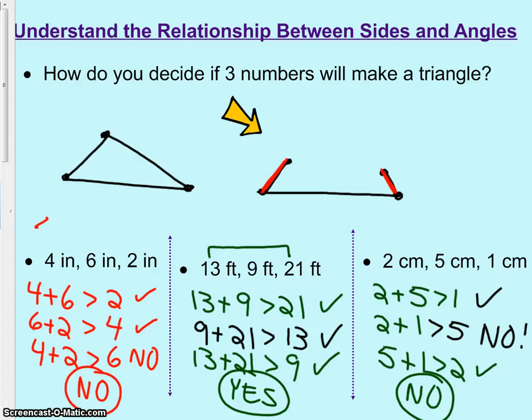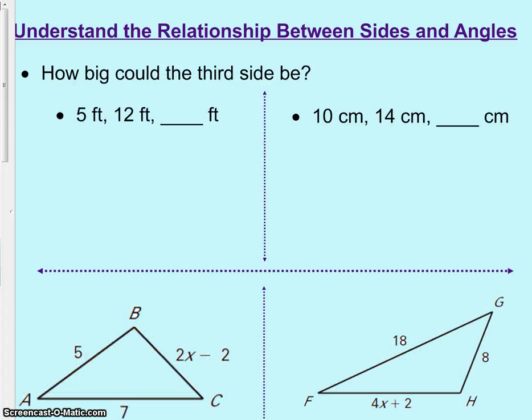Okay, we're going to go on to the next thought. It's related to what we were just doing. We were just saying that you can't make a triangle out of just any three sides. Well, let's say you have two sides: a 5-foot board and a 12-foot board. What is the range of sides that that third piece could be?